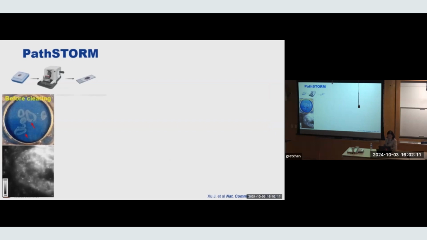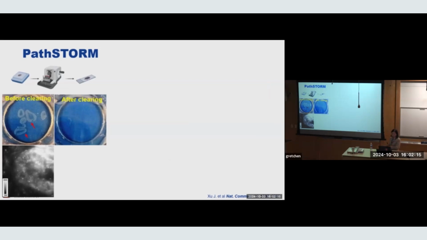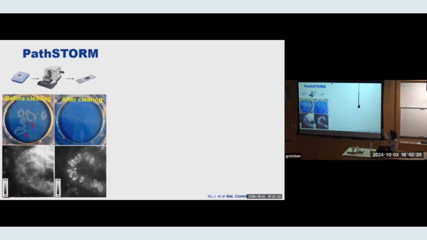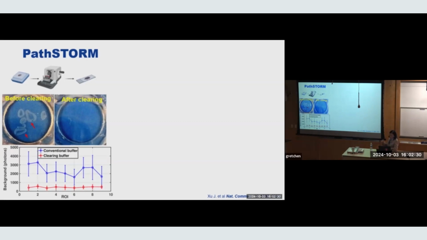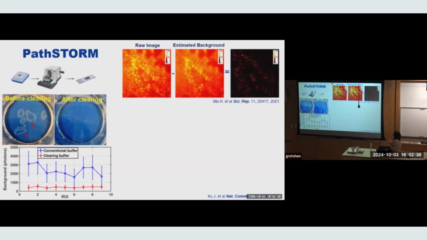So we did a little bit of clearing. This is actually a very simple clearing we do with the index matching buffer. And because of reduction in the spherical aberration and the scattering, we significantly lower the background. So now you can see those individual molecules. So it's about 80% of the background reduction. And this step is fundamentally lowering the background, but it's not 100%.